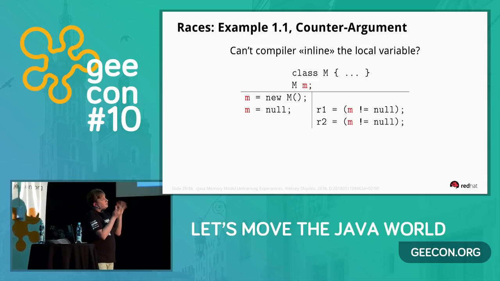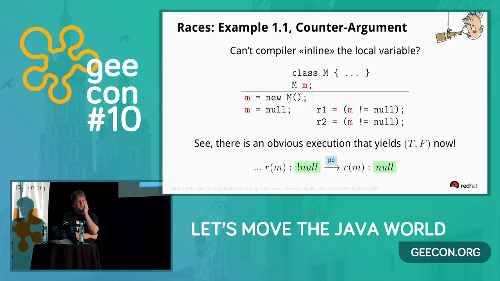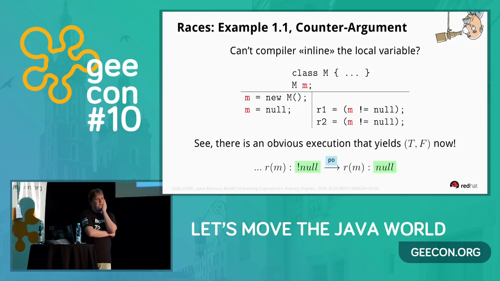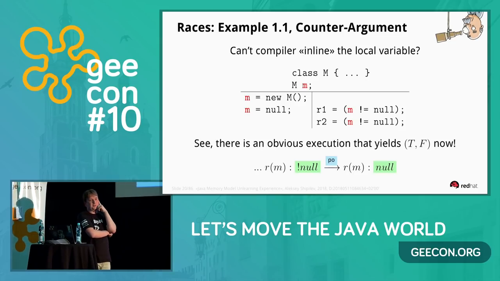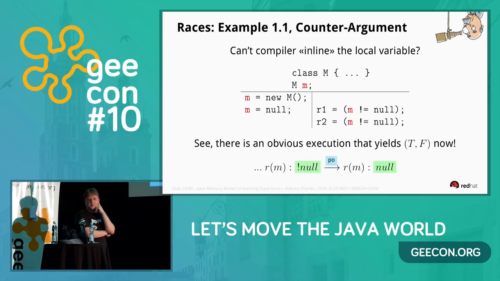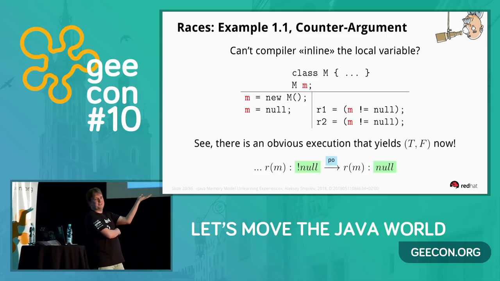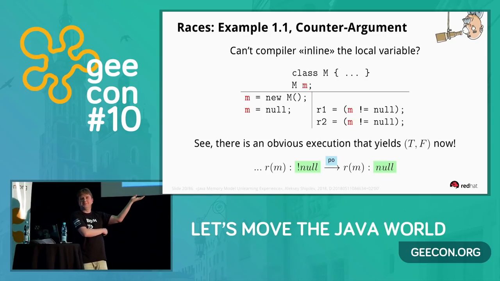Well, if you look at this program, GMM says, hey, there is an execution that produces true and false now, because the second read of M can actually observe the store to null, right? And the first read can observe the actual store of M. And this is, by the way, the justifying execution from the GMM rules, so this is obviously allowed, right?